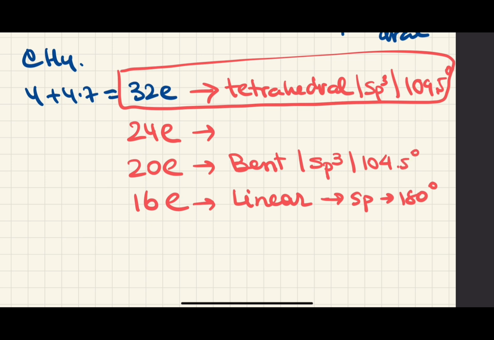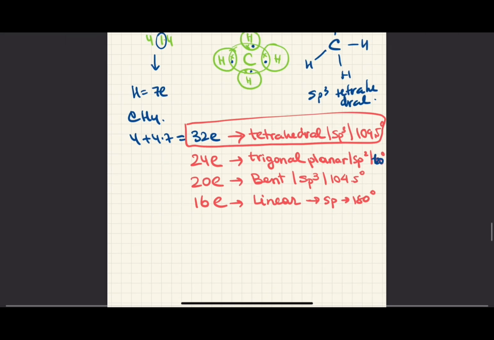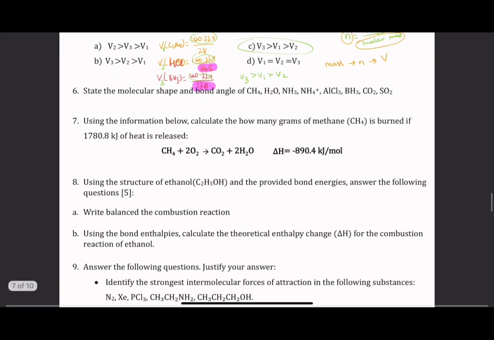Now when you have 24 electrons, the structure is trigonal planar. Hybridization is sp2, and then bond angle is 120 degrees. Okay, so this is the one that you need to memorize, just 4. Now let's look at the ones we have.